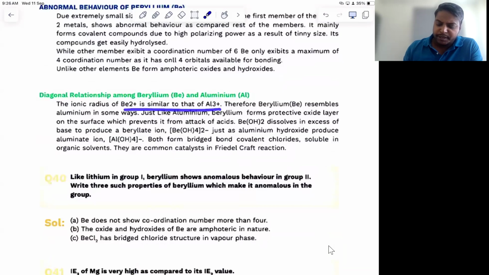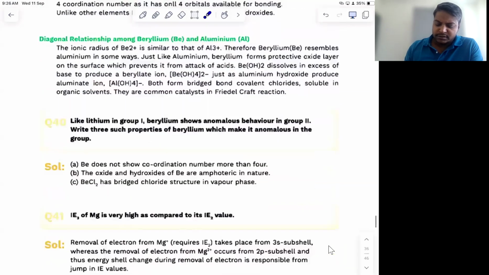Beryllium shows similar properties to Al3+. Beryllium hydroxide dissolves in excess of base to produce beryllate ion, just like aluminum hydroxide produces aluminate ion. Both form bridged covalent chlorides soluble in organic solvents. They both are common catalysts in Friedel-Crafts reactions.